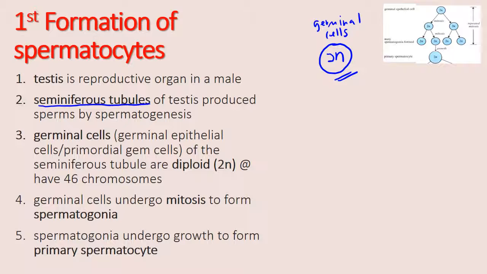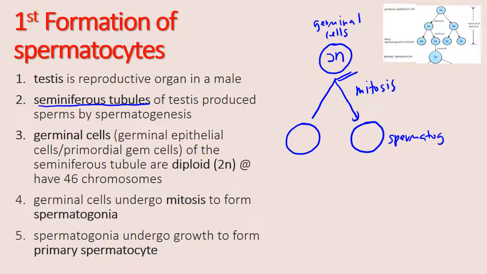So what happens next? This germinal cell will undergo mitosis and will produce two cells, which are known as the spermatogonia. Both of these cells are also diploid, which means they have 46 chromosomes.